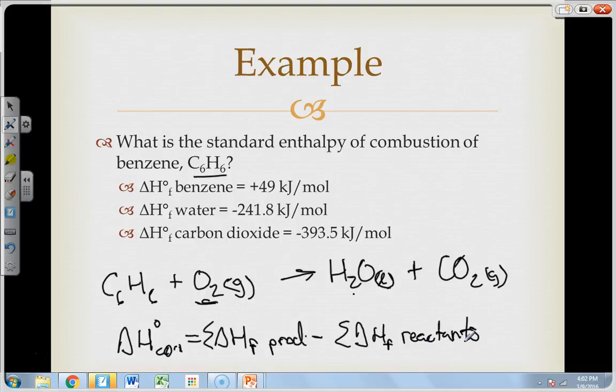Okay? So now we can solve this problem. What's the delta H of the products? Well, we have to balance the reaction first. So I'll balance it in this color.